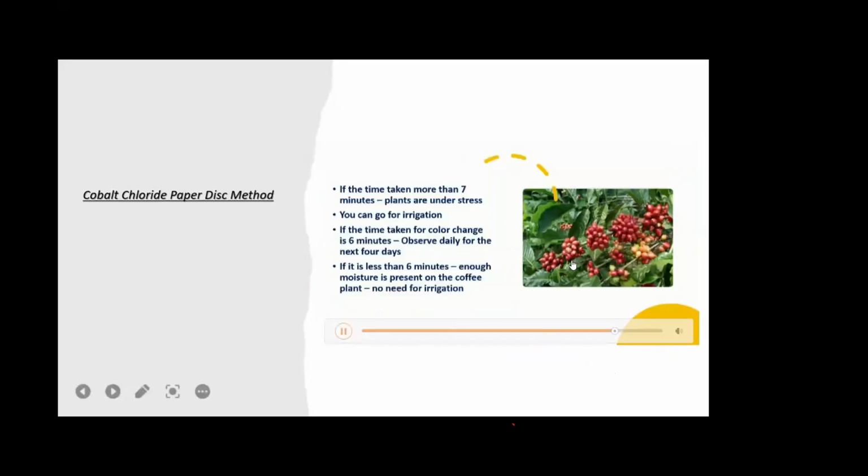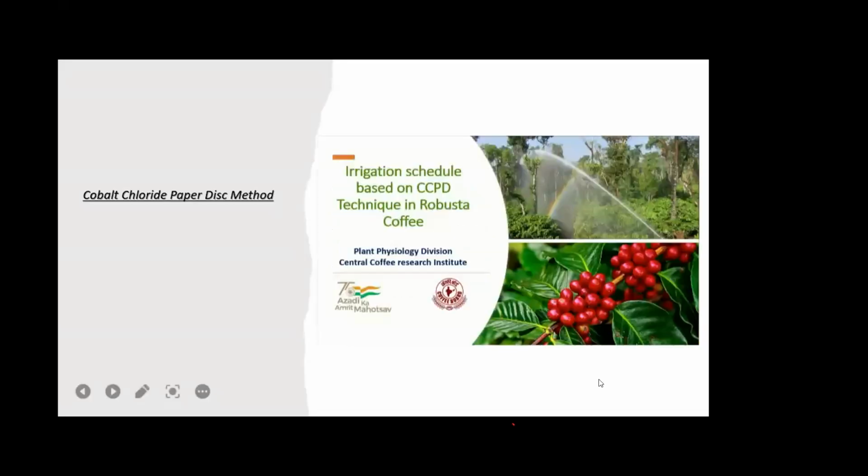So if the time taken is more than 7 minutes, plants are under stress and you have to provide the irrigation. If it doesn't come to 6 minutes, you have to observe this for another 3 to 4 days. And if it is still 6 minutes, it means plants are healthier and the soil has enough soil moisture. So this is one of the simplest techniques.